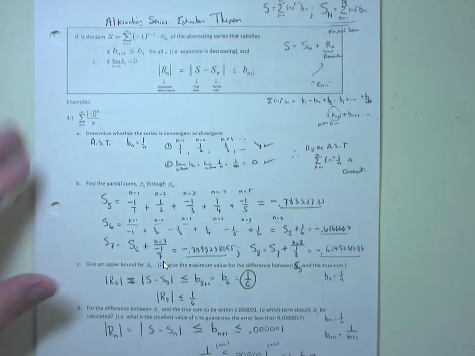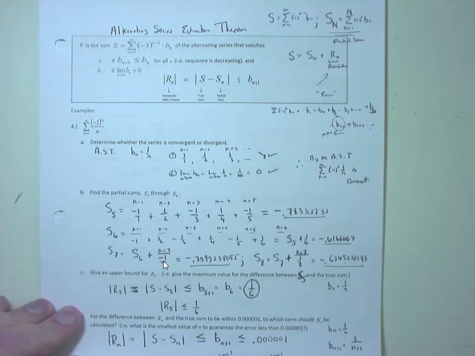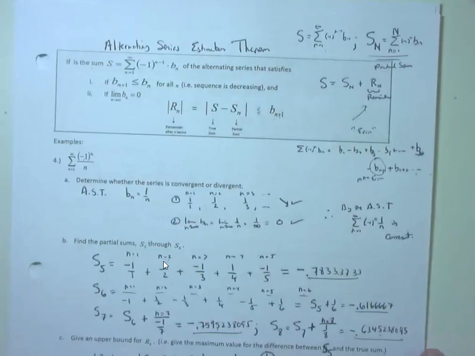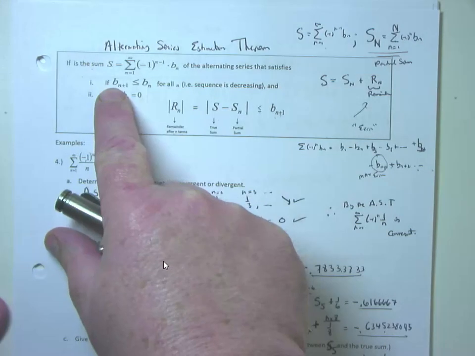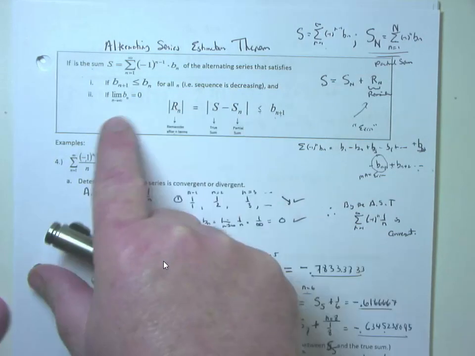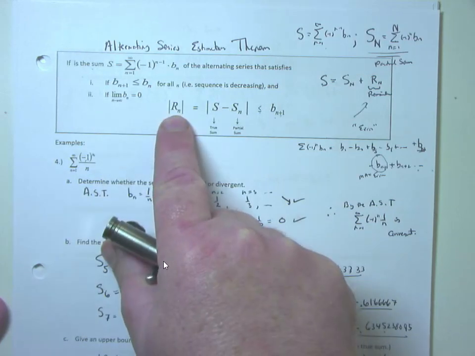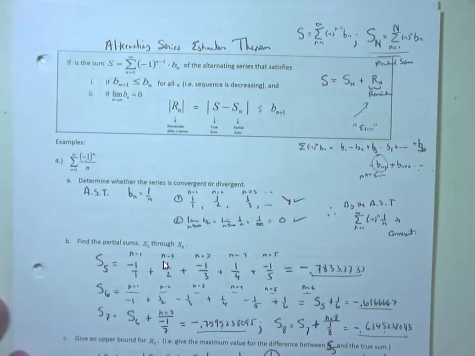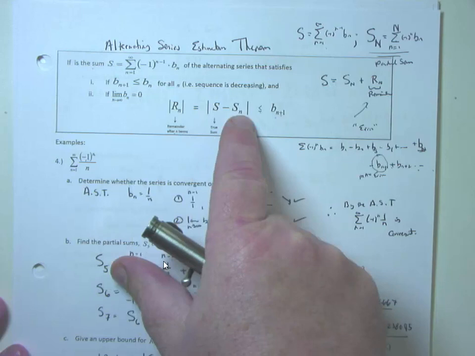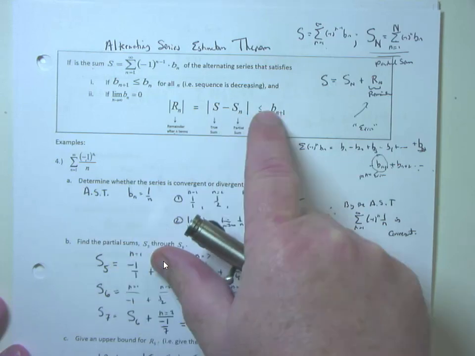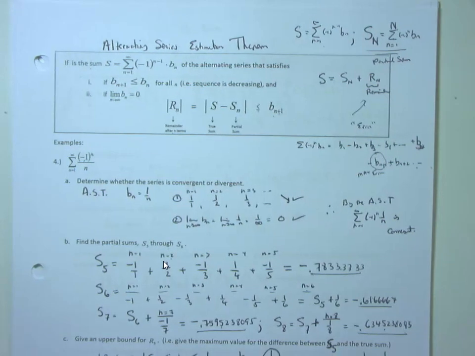Just to remind you what the alternating series estimation theorem is: if you have an alternating series, and we know from the alternating series test that the terms decrease and the limit goes to 0, then the remainder for the alternating series, after you sum it up to a certain point, the remainder after n terms, is equal to the true sum minus the partial sum Sn, which will always be less than or equal to Bn plus 1, the next term up. You get a bound on your error.